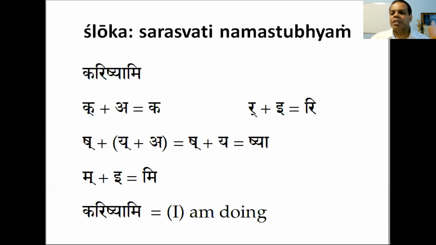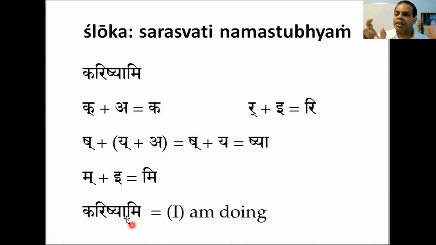Ishya, when it comes, that means there's a future aspect to it. The "me" ending, for example, namami. I think all of you have come across the word namami. That means I am bowing down to you. Nama is to bow down. Namami means I am bowing down. There you may have come across the word bhajami.